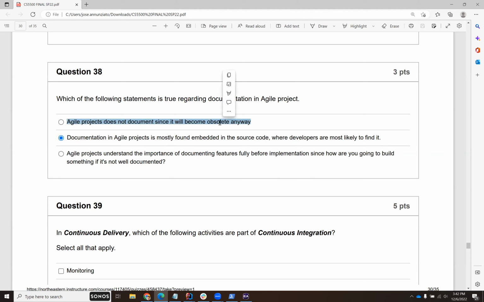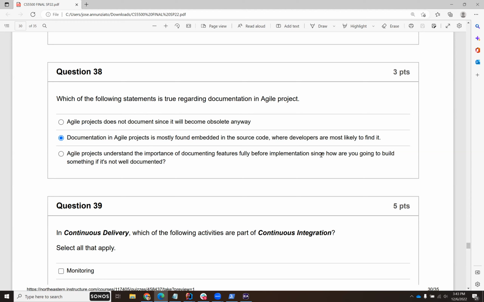So it says, Agile projects don't document since it will become obsolete anyway. No, that's not true. Another wrong answer. Agile projects understand the importance of documentation. Obviously, documentation is important. And documenting features fully before implementation? That's not true either.